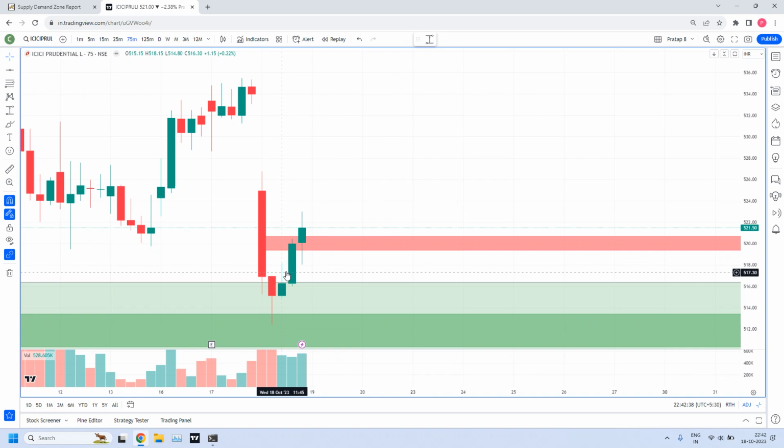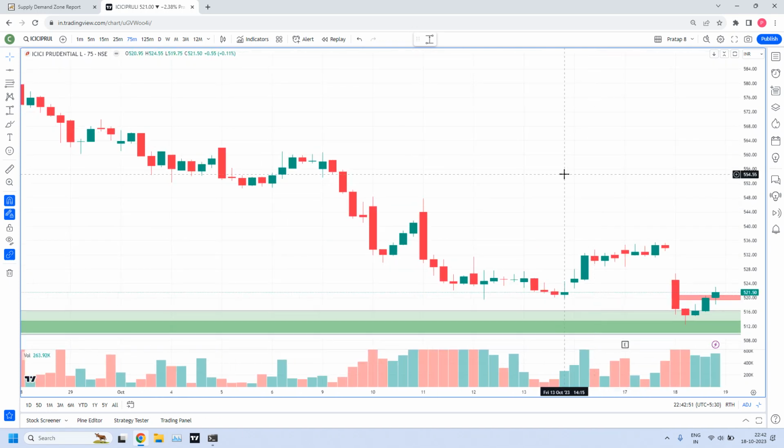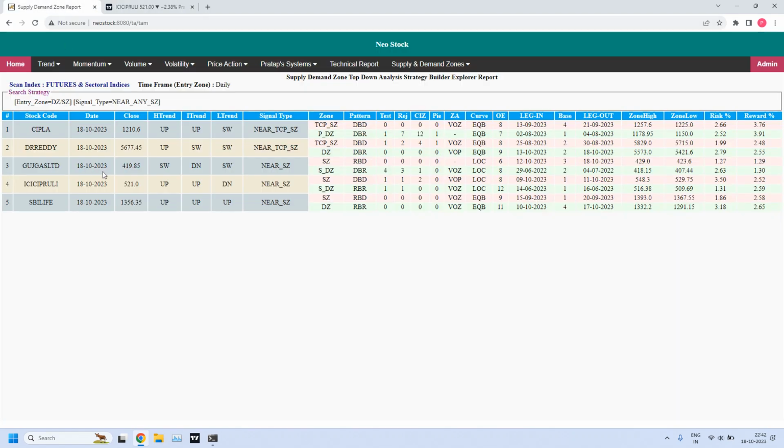After that, market moved up in our 75 minutes time frame. Okay, let's go back to our reports. So this is about the stocks near daily supply zones.